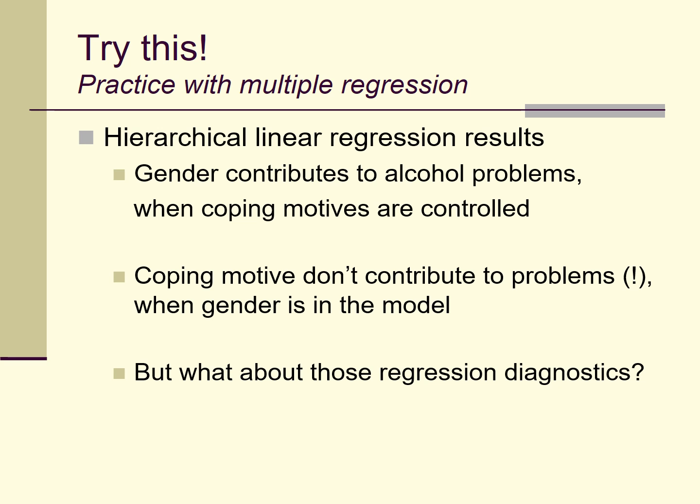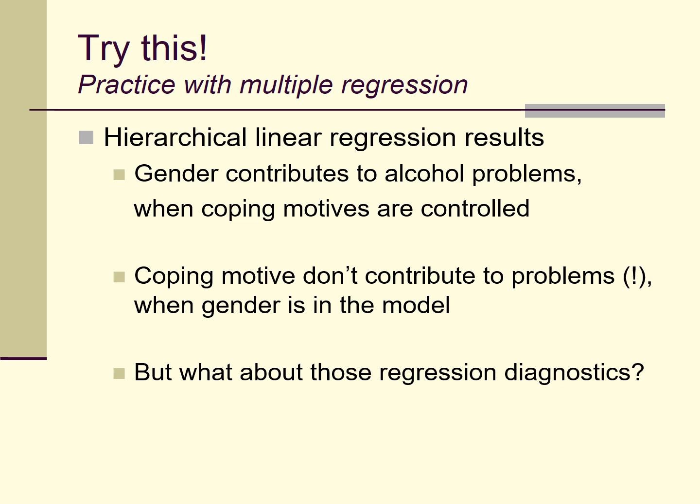So anyway, at this stage, if we were going to interpret the results, we might say, well, gender contributes to alcohol problems when coping motivations are controlled for. That's a reasonable interpretation. We could also say coping motivations don't contribute to problems when gender has entered the model, and that's pretty weird given the literature on the drinking to cope motivation. We'll kind of get to that a little bit later.